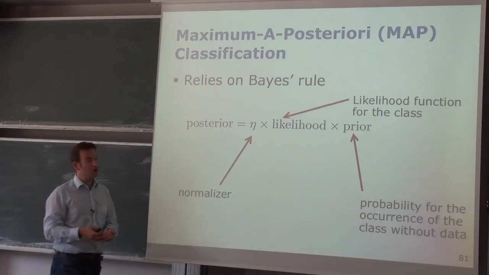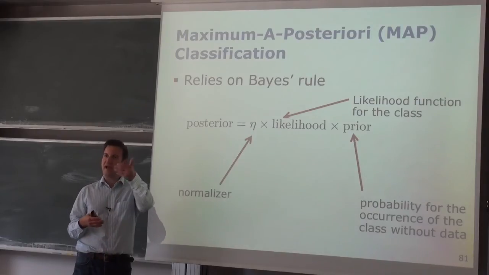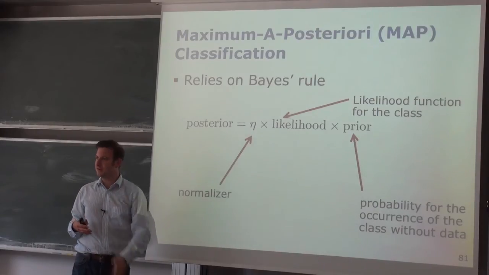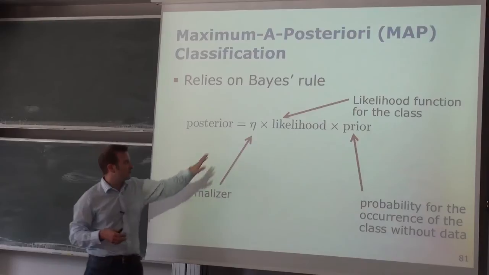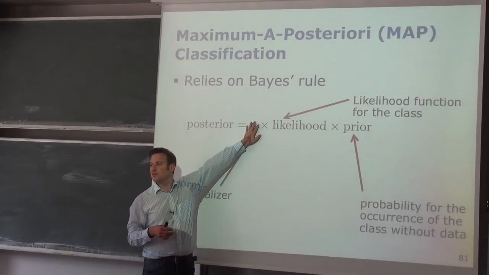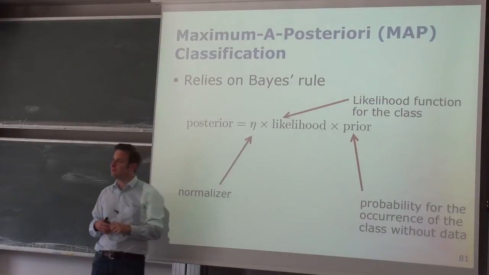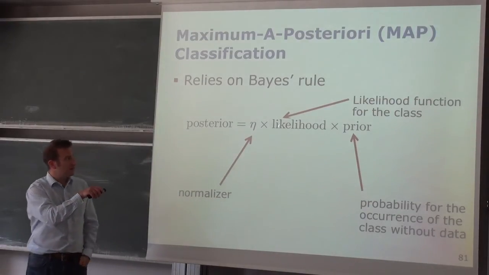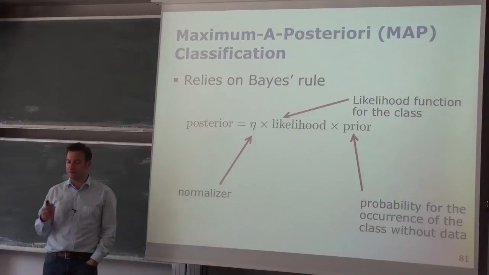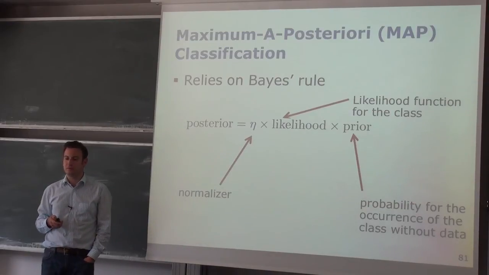We can treat that as a constant, because if I have my feature, this element is the same for all classes. So you can just say, this is a constant which is the same for all classes. So in the decision-making process, I may not need to take that into account. So then I have my likelihood times my prior. These are the elements I want to look into.